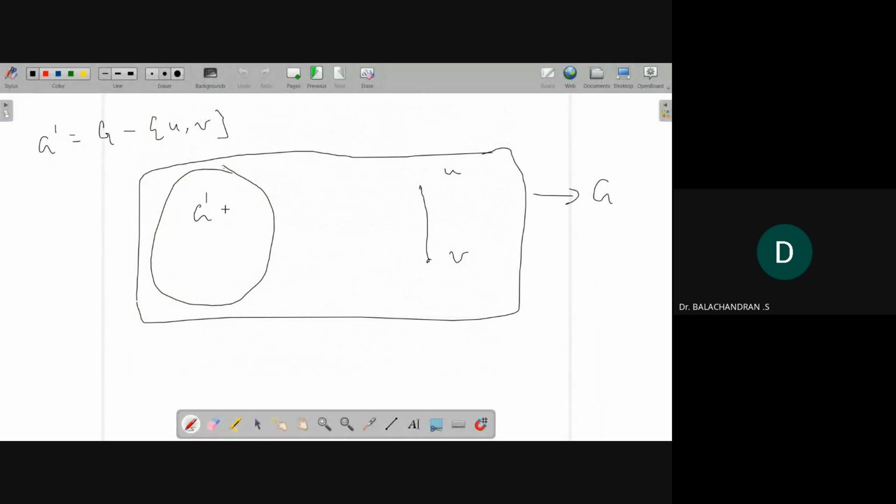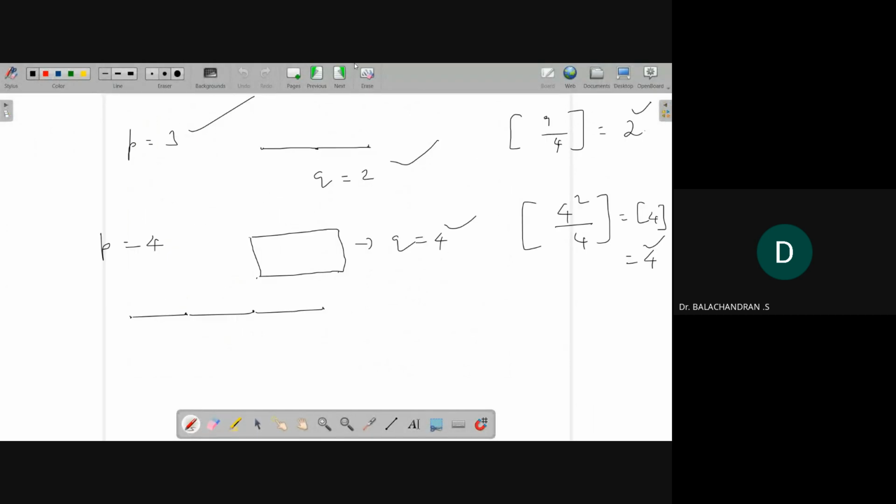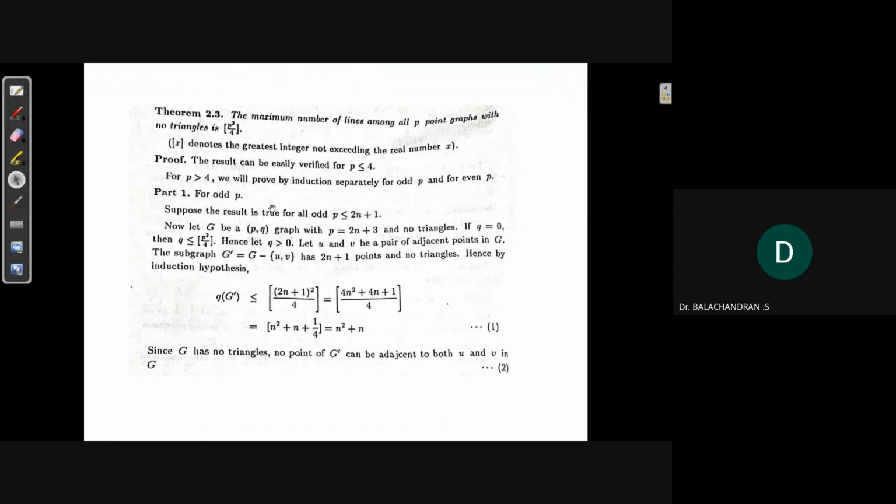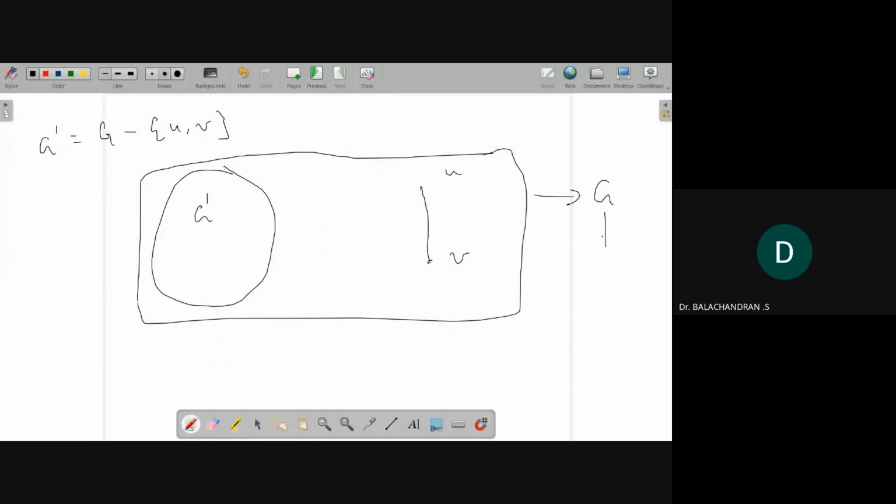So okay, in G dash, how many vertices? Sorry, in G, how many vertices? In G, 2n plus 3 vertices. So in G dash, 2n plus 1 vertices.